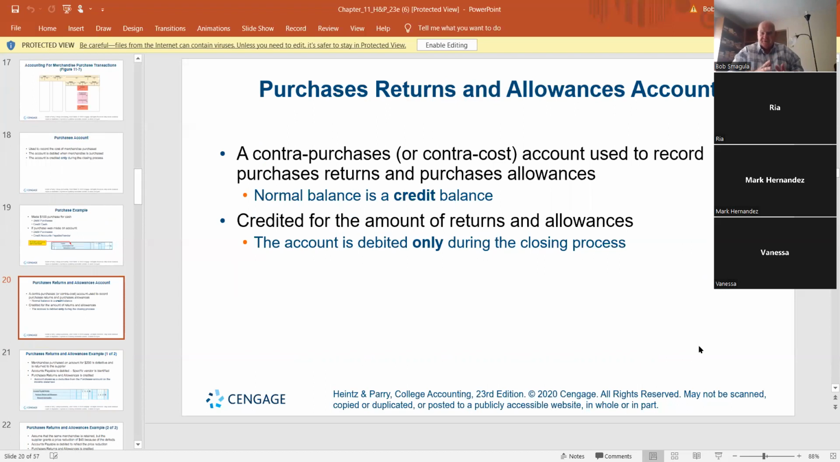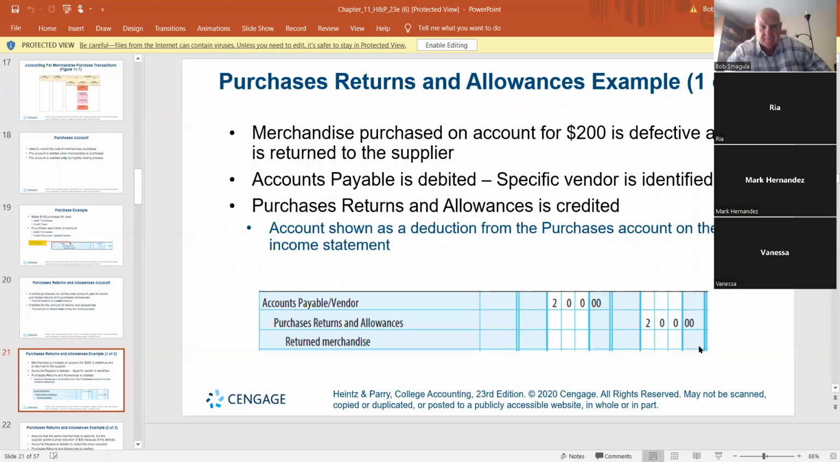Purchase returns and allowances again. A contra purchase account, contra cost, if you will, used to record items we're returning. Normally has a credit balance. It's credited for the amount of returns and allowances, and you will never debit these accounts, excluding the closing process.